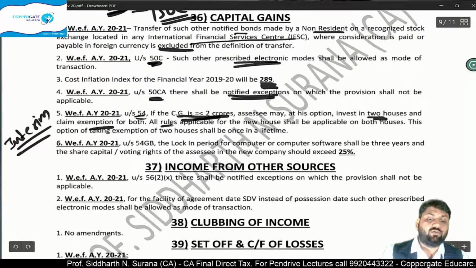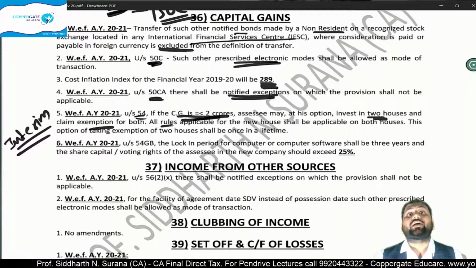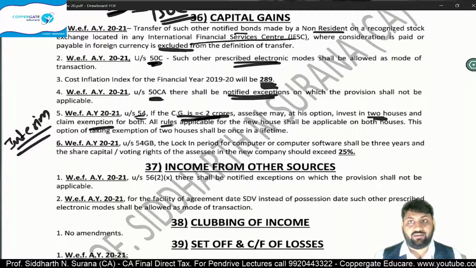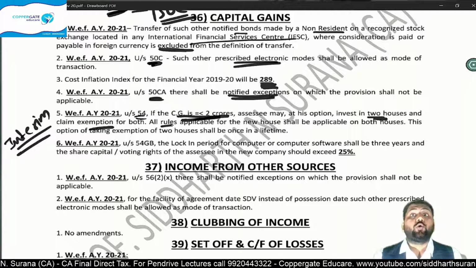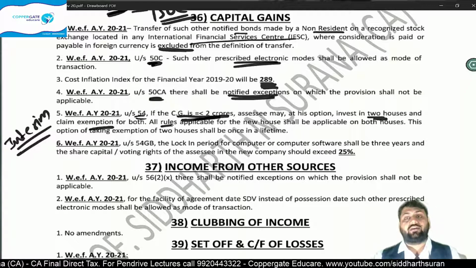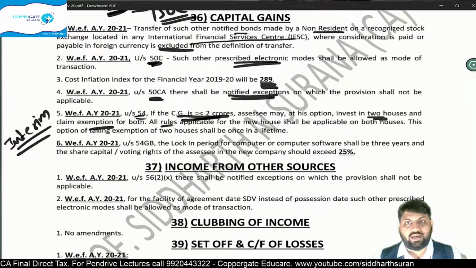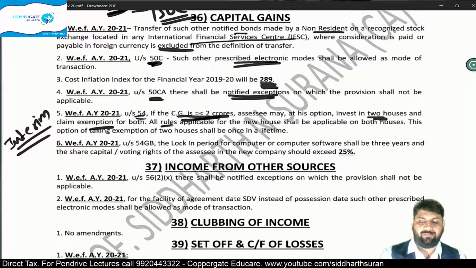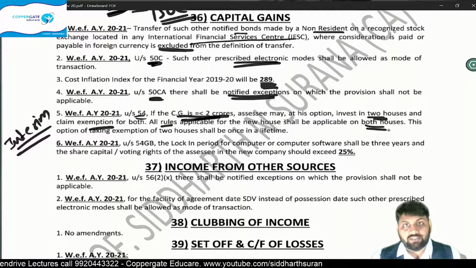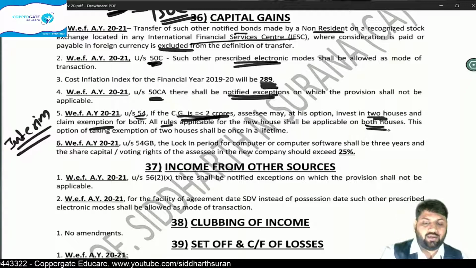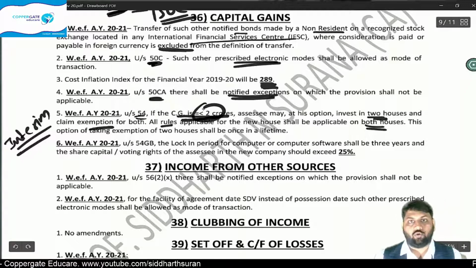Secondly, whatever rules are applicable for the first house, for example, purchase within 2 years, construct within 3 years, it has to be in India. You cannot sell it within the 3 years lock-in period. Whatever rules are applicable for the first house shall be applicable on both houses. So conditions will be the same, but the change that has taken place is you can take exemption of 2 houses if your capital gain is up to rupees 2 crore. Equal to 2 crore is also covered.